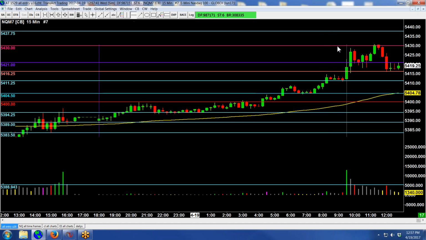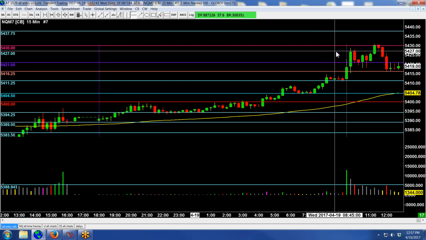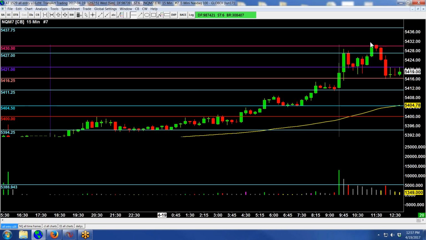I'm just going to put a line so you can see right there. You can see it tried to get through and it failed, tried to get through and it failed. So that's at 27, and then up here is at 30. If I drill down to my entry chart, I can look at that a little bit clearer.